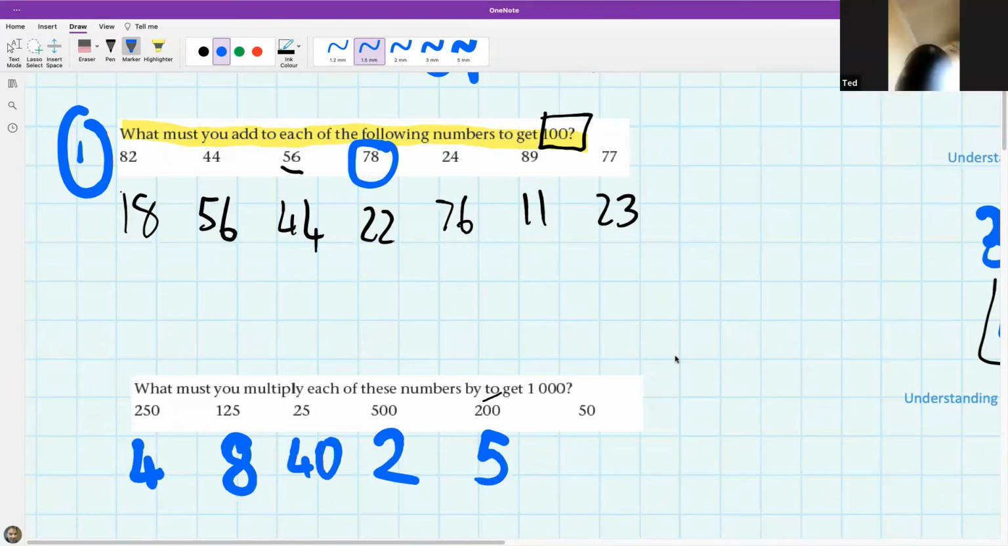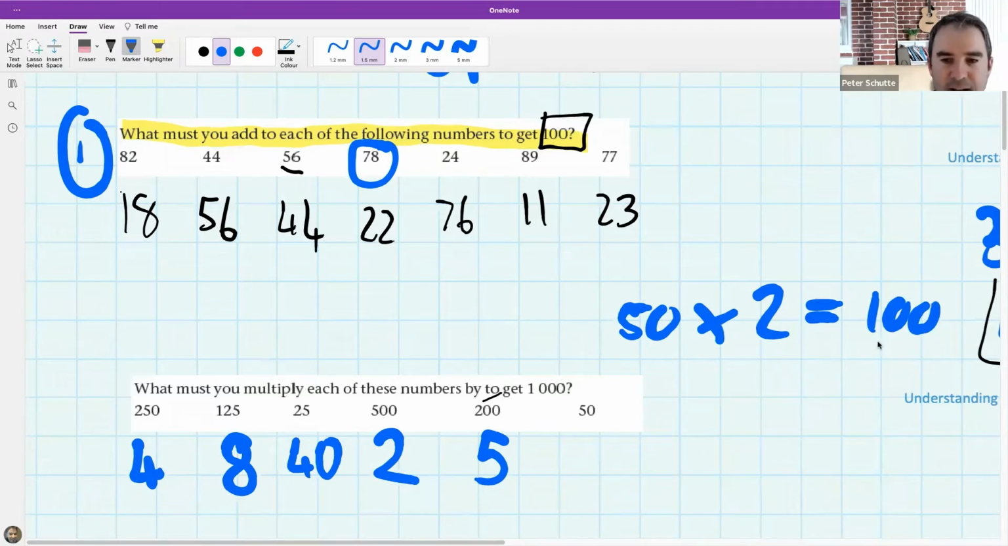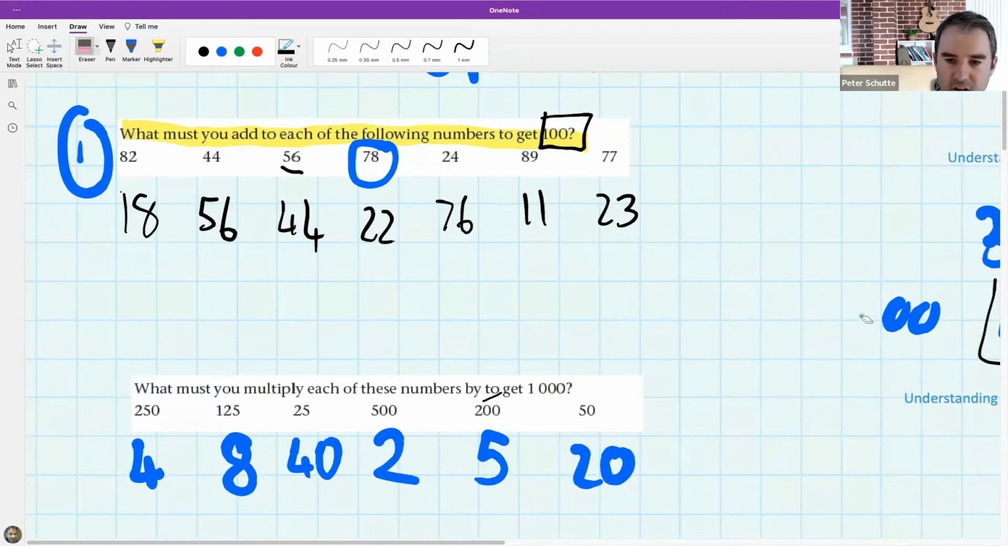Sir, I think it's 20. Okay, let's have a look. So it does appear to me that 50 times 2 would give me 100. And then I have to times it by 10 to get to 1,000. So you are quite correct. You are nailing it. Well done.